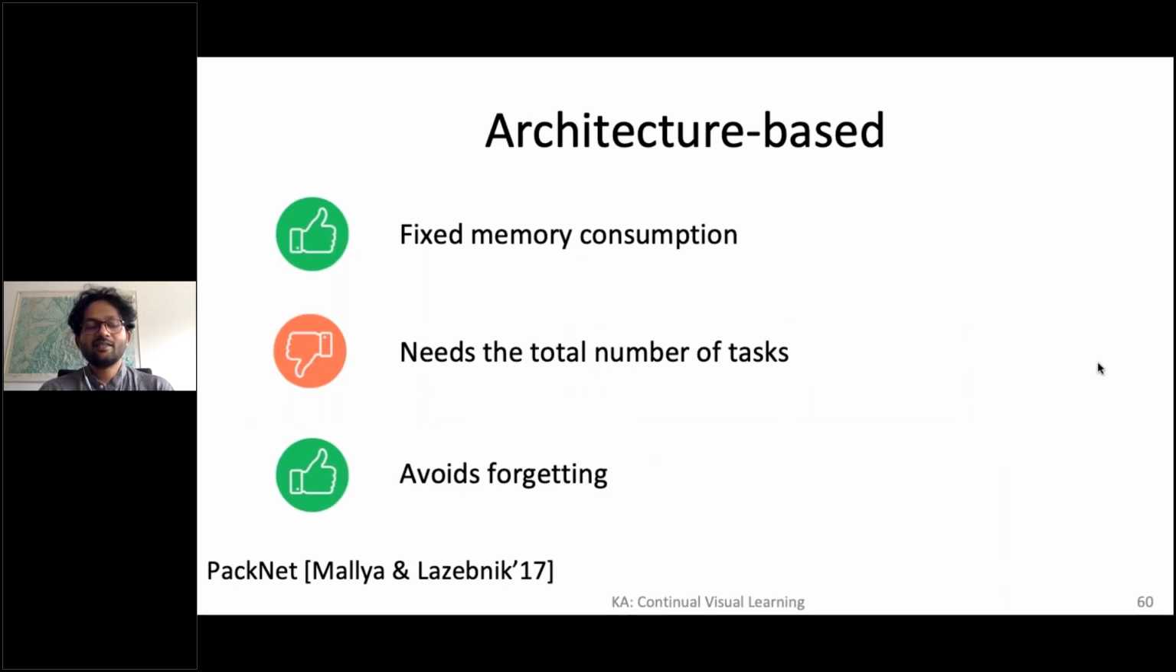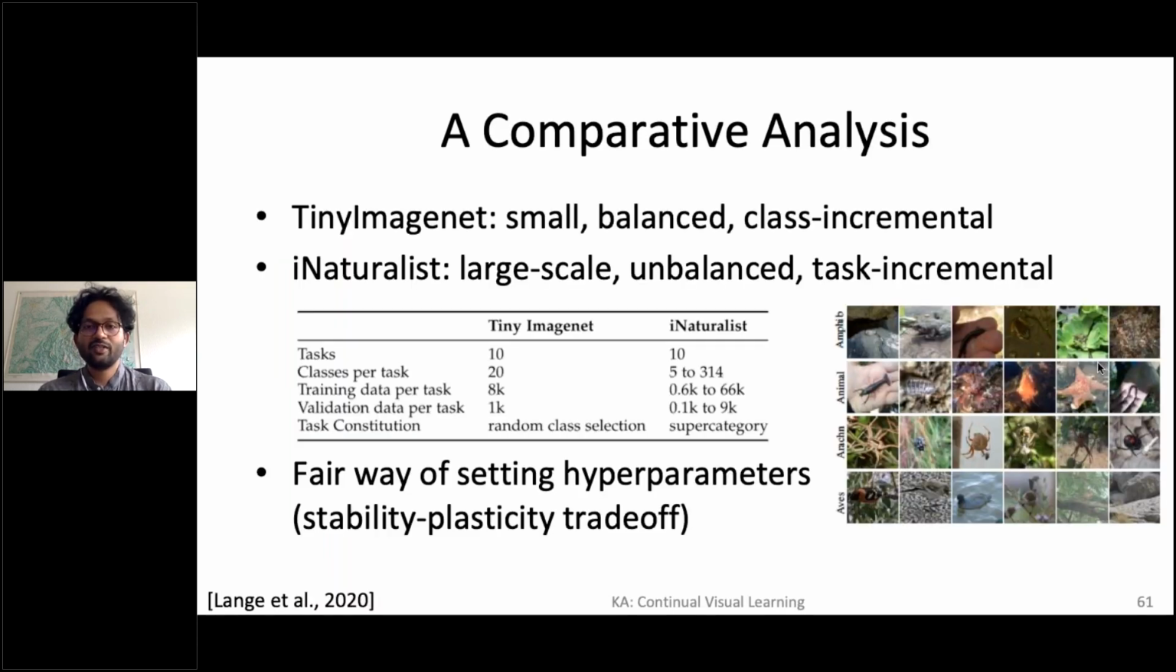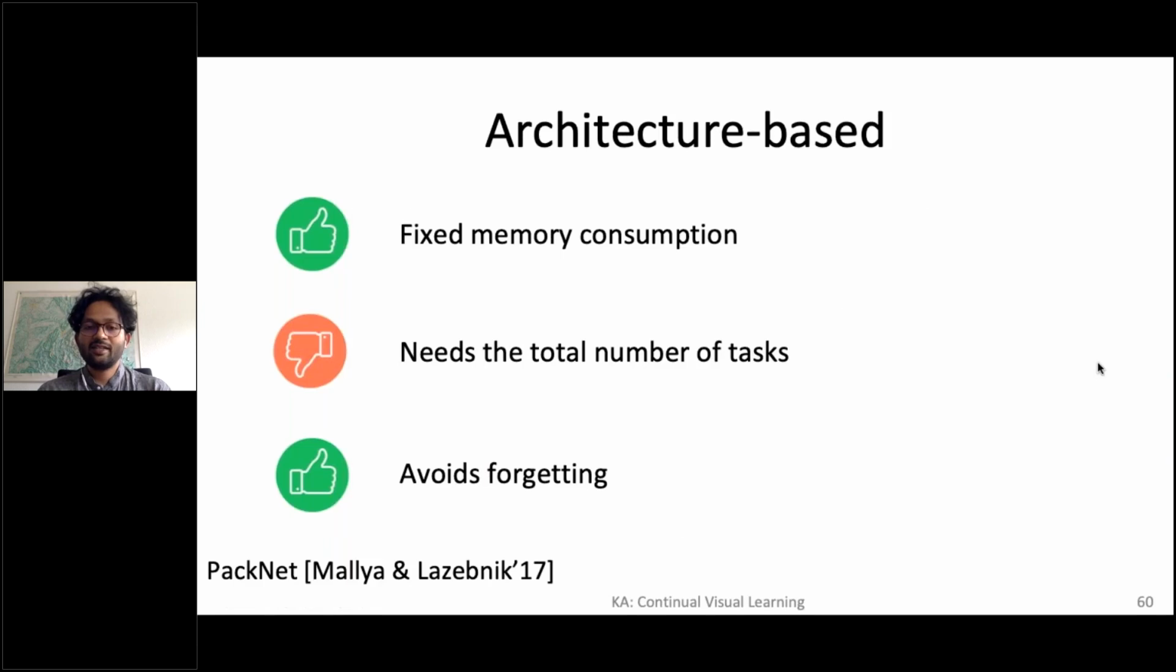But the drawback is that you do need to know the total number of tasks in your framework, right? And it has been shown to be pretty powerful and avoids this catastrophic forgetting issue. So that's the third class of methods, called architecture based.